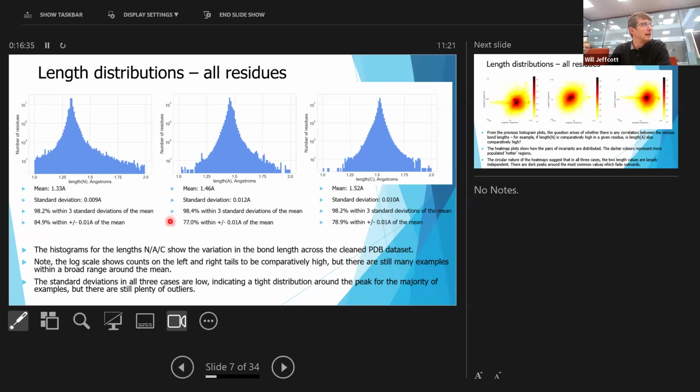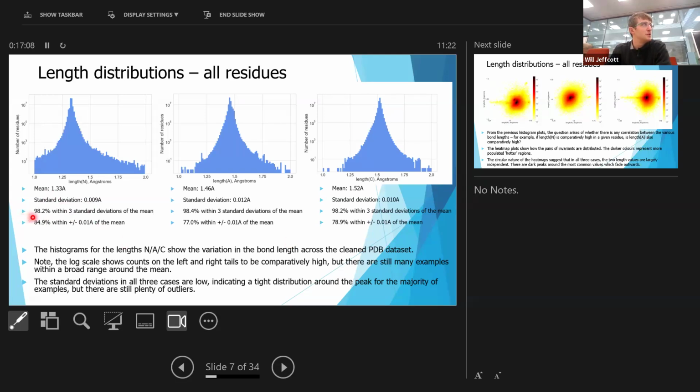So if we begin by looking at length distributions, here we've plotted histograms for the 3 lengths. On the y-axis, we've simply got the number of residues. On the x-axis, it is length N, length A, and length C. And then there are some summary statistics below, so we can see the means for each of the 3 lengths in angstroms. We see the standard deviation of the peak, which is relatively low in all 3 cases.